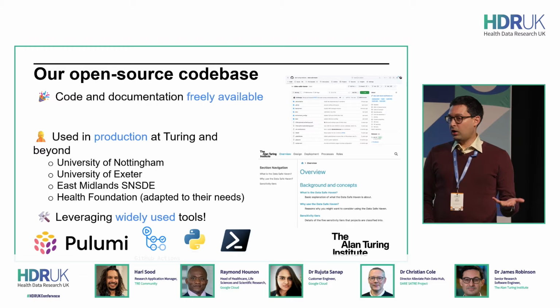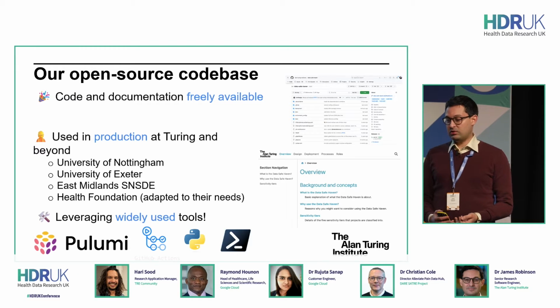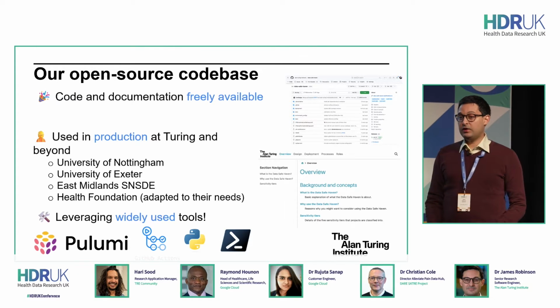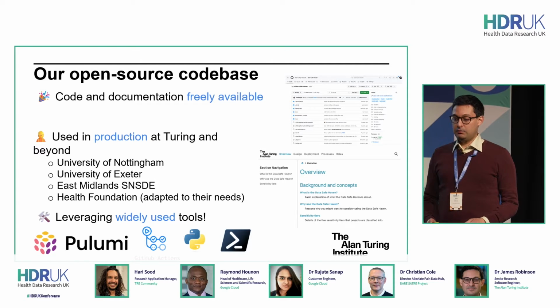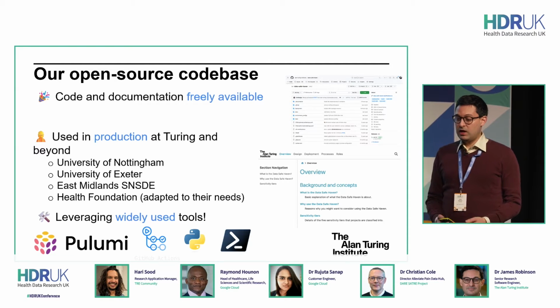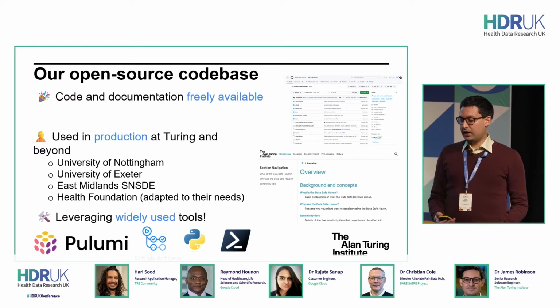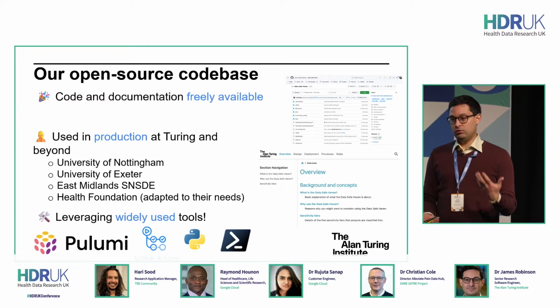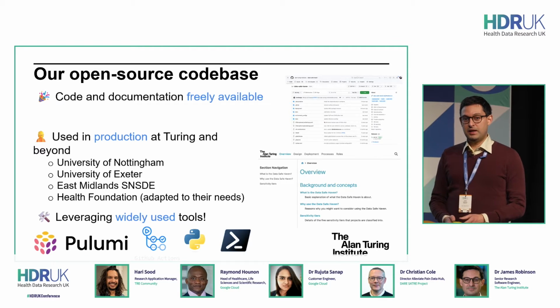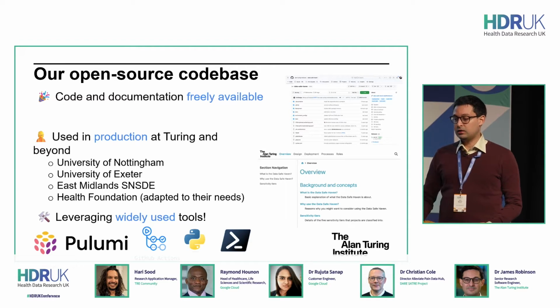So yeah, our open source code base, code and documentation are freely available, including the documentation of our processes that we use at Turing. We're using this in production, as I mentioned. At Turing, it's also being used by some other people, some of whom I think are in the room at the moment. And it's all built on top of widely used tools that should be familiar to lots of developers, I think.